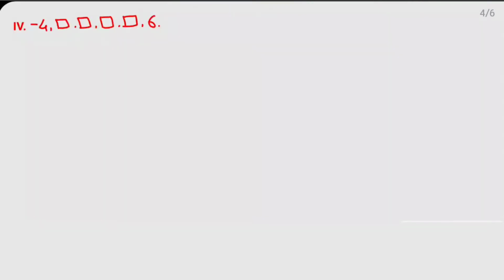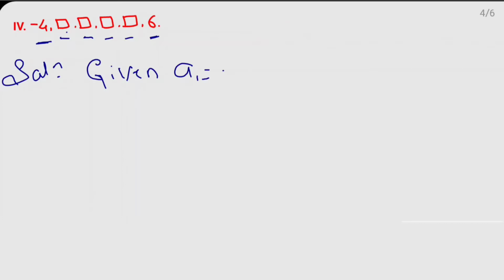Is it clear? Well students, look at the next problem. Here the given first term is a minus 4, and the second term, third term, fourth term, fifth term are missing, and they given here the sixth term is 6. Write down here, given a1, first term is minus 4, and the sixth term is 6. So here we want to find out a2, a3, a4 and a5.